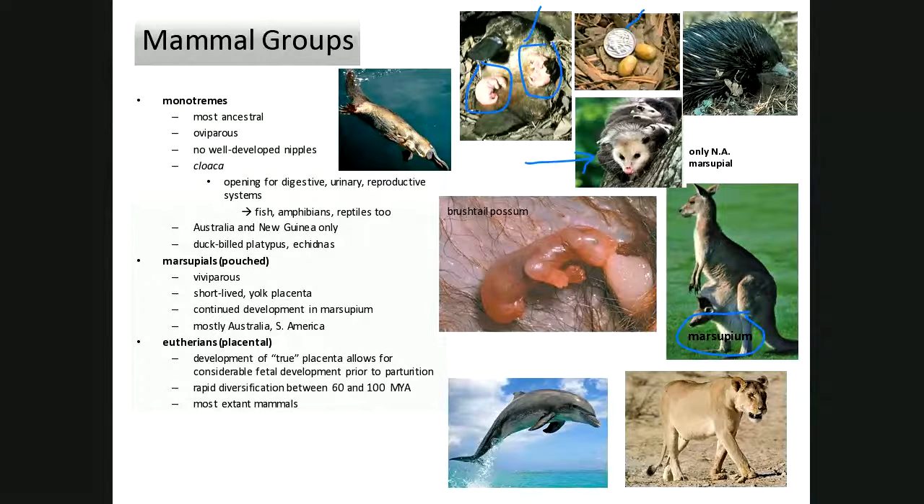The young have a short-lived yolk placenta, and then that young has to continue development. Again, it's a really specialized type of mammal that would be subject to environmental perturbations. So you're going to find them in areas that are kind of distant, like Australia and South America. South America has a lot of marsupials too.